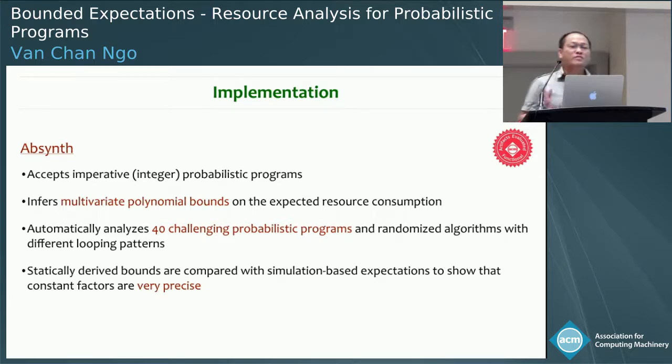So let's talk about the implementation. We built a tool called Absynth that accepts imperative integer probabilistic programs, and it can infer multivariate polynomial bounds on the expected resource consumption. We also evaluated our tool on 40 challenging probabilistic programs and randomized algorithms with different looping patterns. And we compare our derived bounds with the simulation by expectation to show that the constant factors inside the derived bounds are very precise.